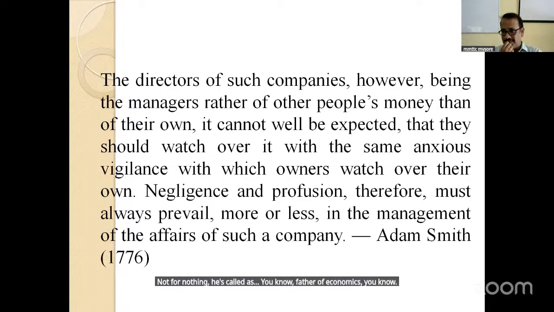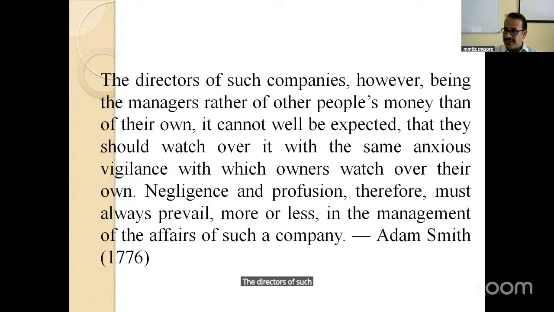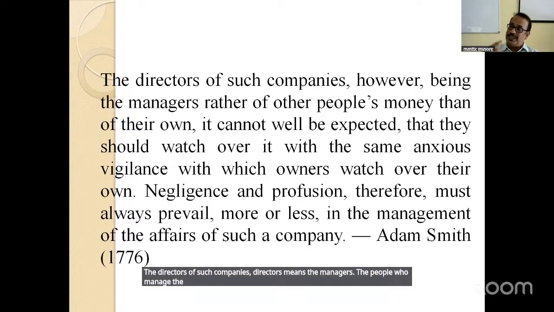He wrote Wealth of Nations. In Wealth of Nations, he makes this comment. He says, when you are doing business in a corporation form of business, the directors of such companies, directors means the managers, the people who manage the show, people who take decisions in the companies.